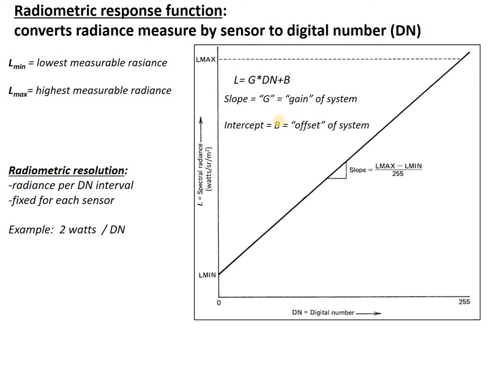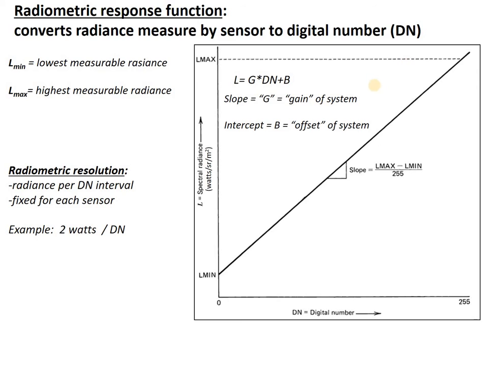This is a really important concept, and it's called the radiometric response function. This is the mathematical equation that actually converts the measured brightness or radiance into a digital number and then stores that digital number into the image file, right? Each pixel gets a digital number that corresponds to the measured radiance in that picture.